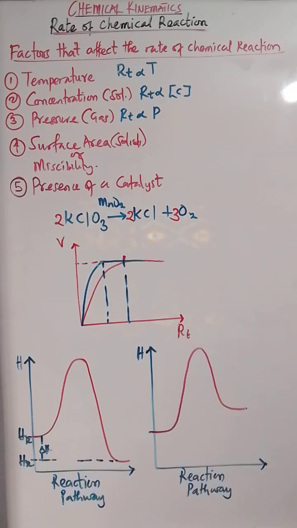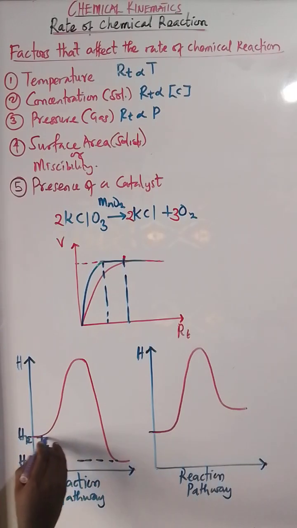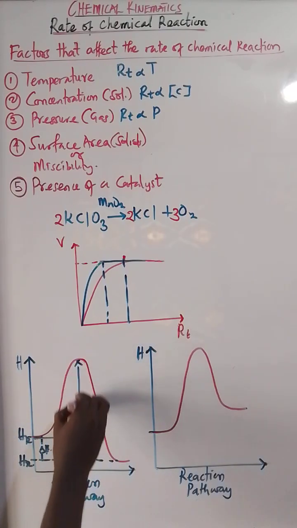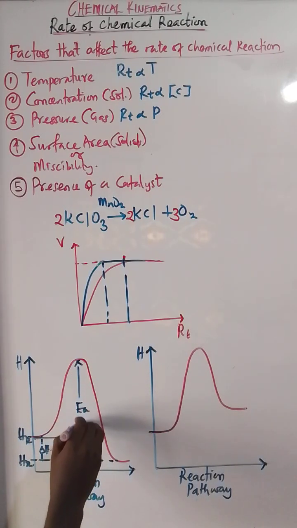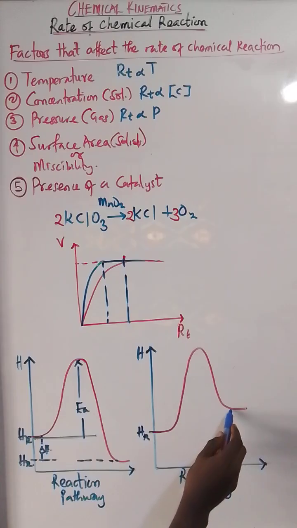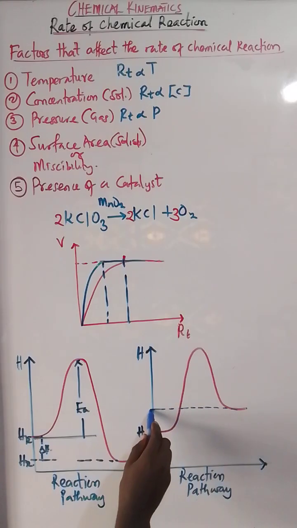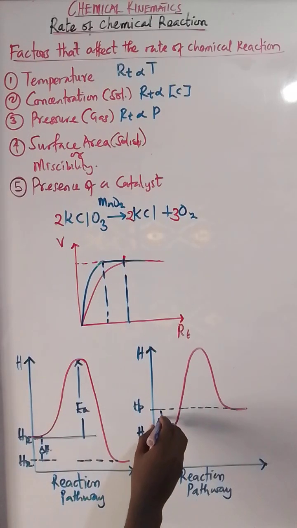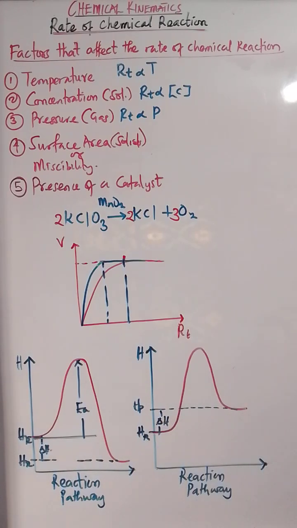But our focus here is on the activation energy, which is the energy between the reacting particles and the activation complex or transition state. So this is the activation energy. This one is endothermic because the heat of the reactant is less than the heat of product. So the heat of product is more. So this is the enthalpy change. And in this case, it's going to be positive.